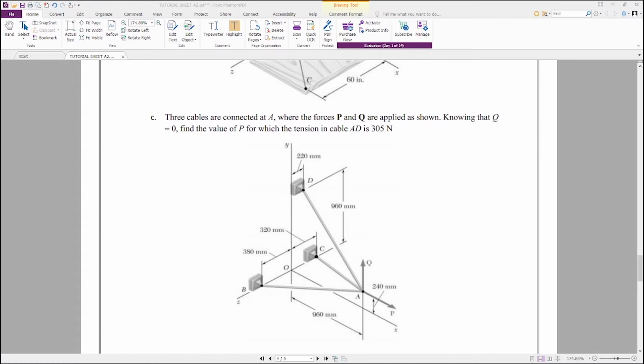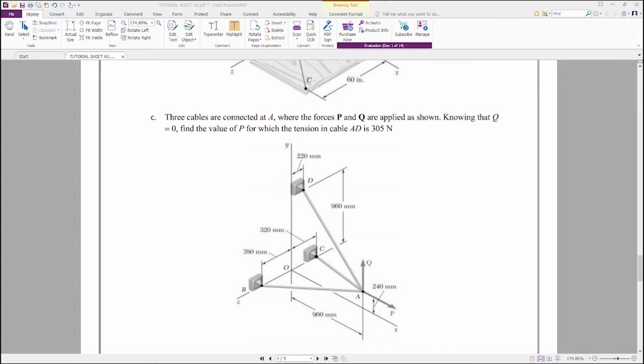So find the value of P. Let's say Q does not exist, isn't it? Q does not exist, as we have been told it's 0. Now find the value of P for which the tension in the cable AD is 305.